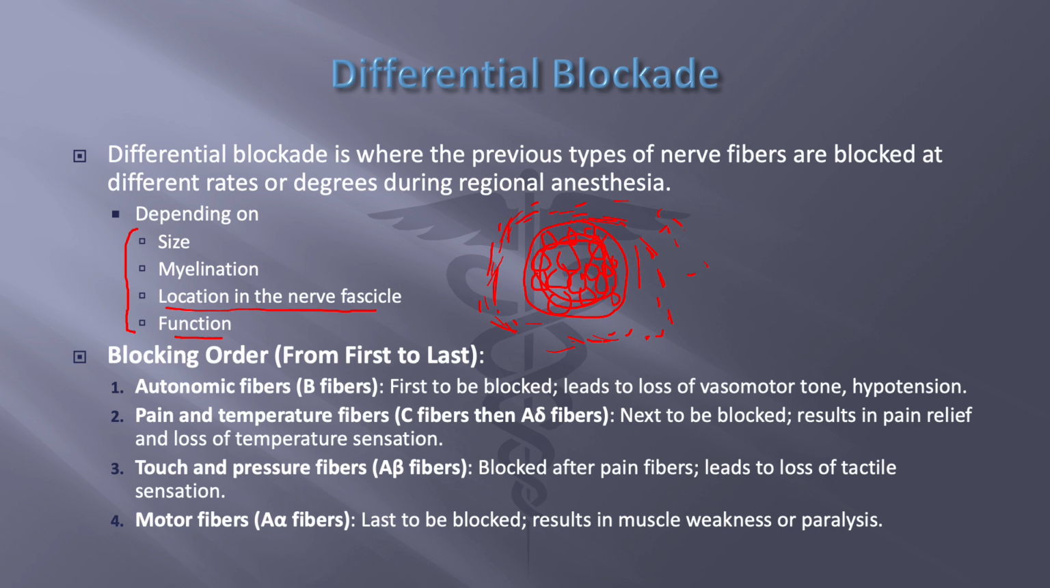All right, and then also the function is going to depend on the differential blockade. So this right here is super important, okay? Understanding your block order, front to back and back to front. So first we block those autonomic fibers, which are your B fibers. They're the first to be blocked. This is going to lead to the loss of vasomotor tone and hypotension.